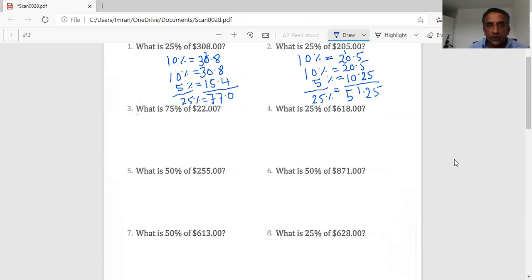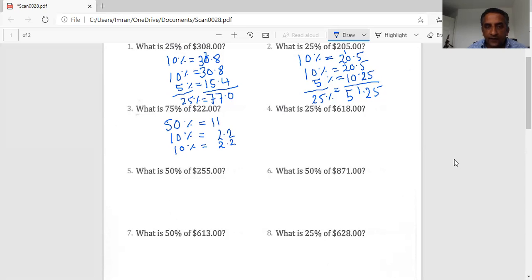Now we can go on to the next one, which is question number 3 here. It says, what is 75% of 22? Because this is a big number like 75%, the easiest way to do this one is we can find 50%. And I think all of us know what 50% is. 50% is half. So 50% of 22 is 11. Then we can find 10% of 22. As I told you before, for 10%, we move the decimal one place to the left. So it will be 2.2. And then we find another 10%, that is 2.2.